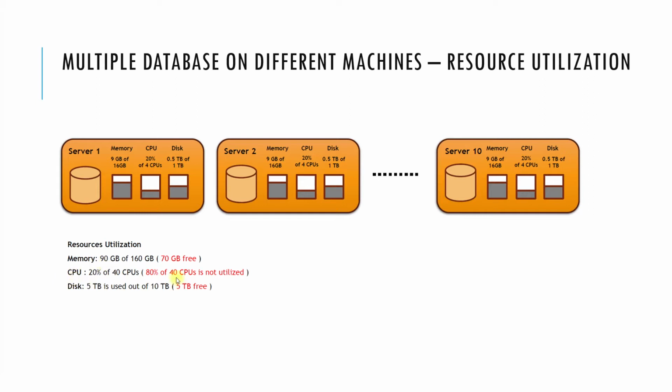CPU as well. If there are 10 servers, then there are 40 CPUs. We are just utilizing 20% of it. Disk is 10 terabytes. We are just using 5 terabytes. So we are not utilizing the databases as well as the infrastructure to its full capacity. That is resource wastage. That is the problem with resource utilization that we figured out during these years.